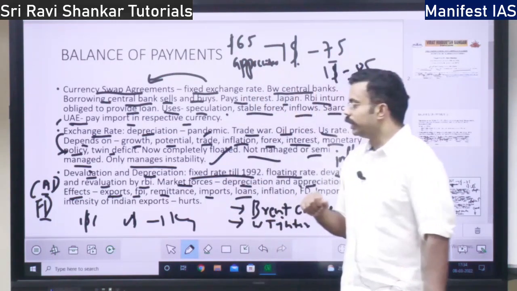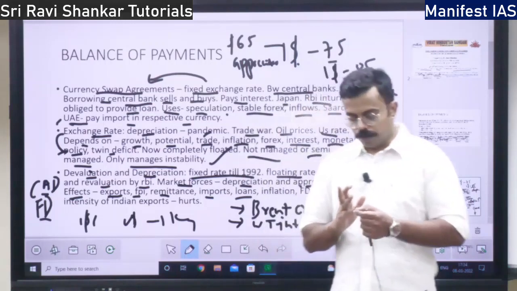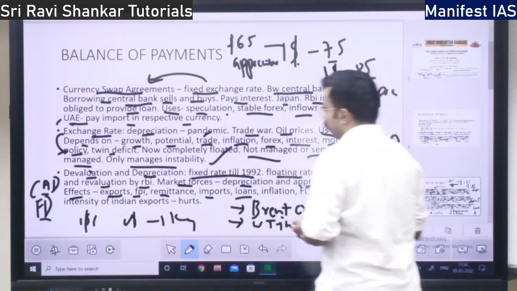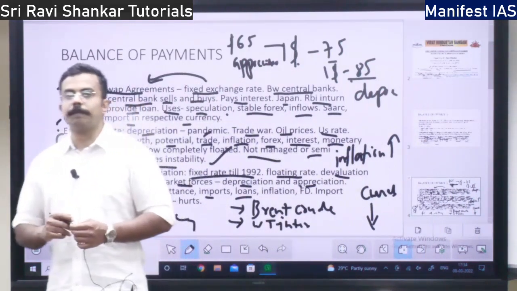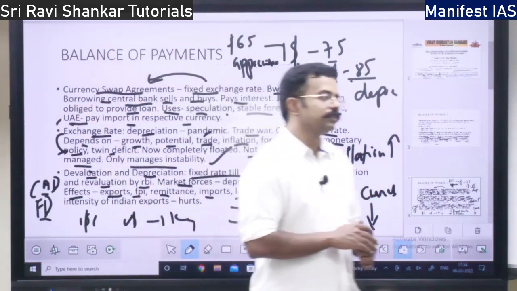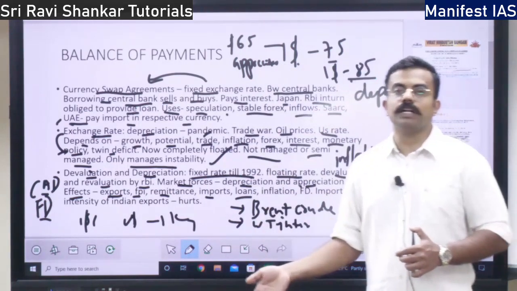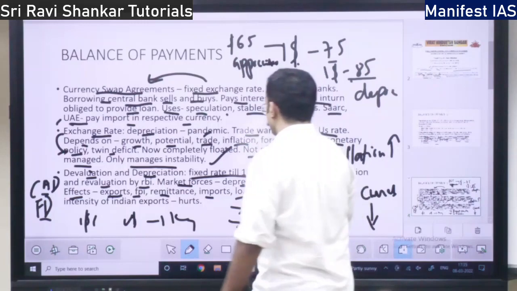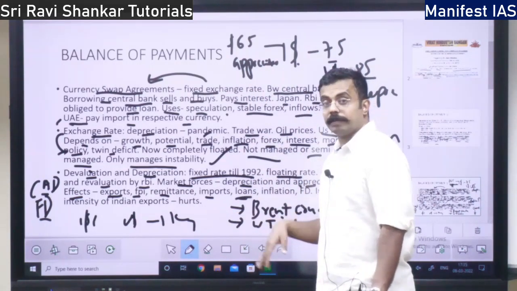Apart from that, loans. With respect to devaluation and depreciation, it has an effect on loans, right? How does it affect loans? See, if the currency is depreciated, there is a lot of supply of foreign money. In turn, what happens? The banks will reduce the interest rate. So loans will become cheaper, with respect to foreign money, right?